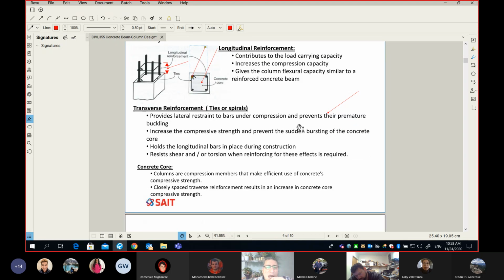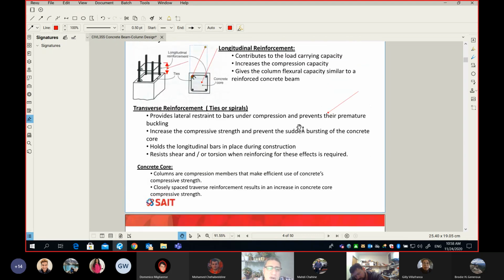Okay. Let's move on to the concrete core. The concrete core adds to the concrete compressive capacity, and it also adds to the shear capacity of your column. To be honest, I really appreciate those ties. They make the magic. If you make your column without the ties, your column is not going to survive at all.